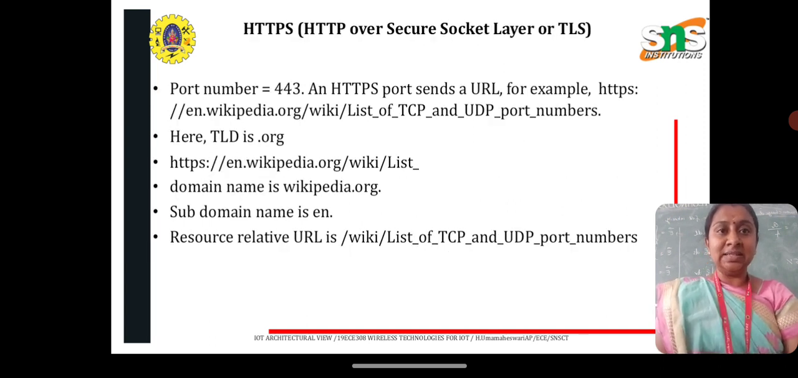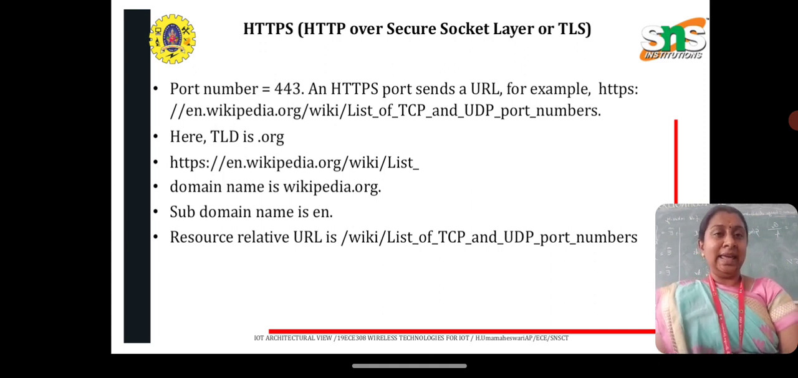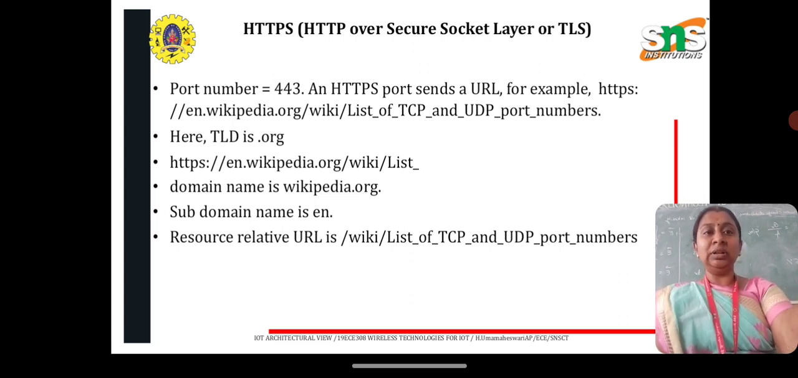Then HTTPS, it is nothing but a hypertext transfer protocol over the secure socket layer, or we call it TLS. Here we use the port number 443, and the HTTPS port sends a URL. For example, HTTPS Wikipedia is sent by using the various port numbers. Here TLD is .org, domain name is wikipedia.org, subdomain name is en. So the resource related URL is wiki, list of TCP and UDP port numbers.